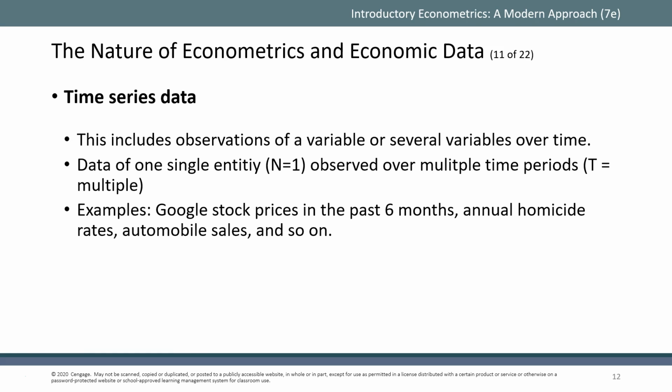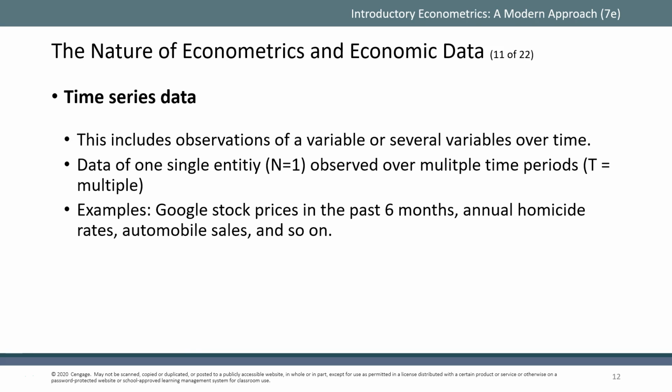And if you observe one particular entity and you follow that entity at multiple time periods, then this type of data set is called time series data. For example, if you have data of Google stock prices for the past 6 months, that would be time series data. And in this case, you have to ask yourself, what is N? N in this case is 1, which is Google stock prices, and T is multiple, which is you are observing that data over multiple time periods. So this type of data set is called time series data.